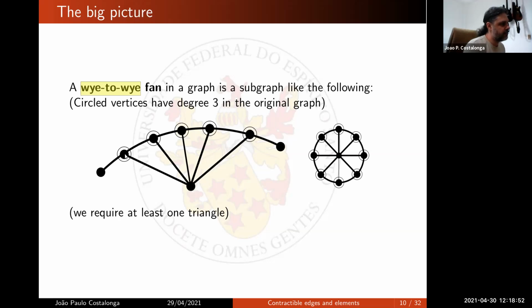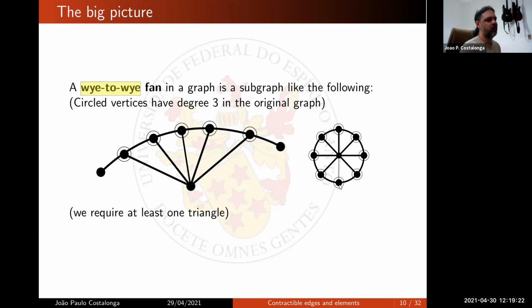We have a fan that's a subgraph like this, where all these circle vertices have degree 3. And in a fan, you may start with the triangle and end with a triangle, but here we require to start and end with these Y's, these degree 3 vertices.